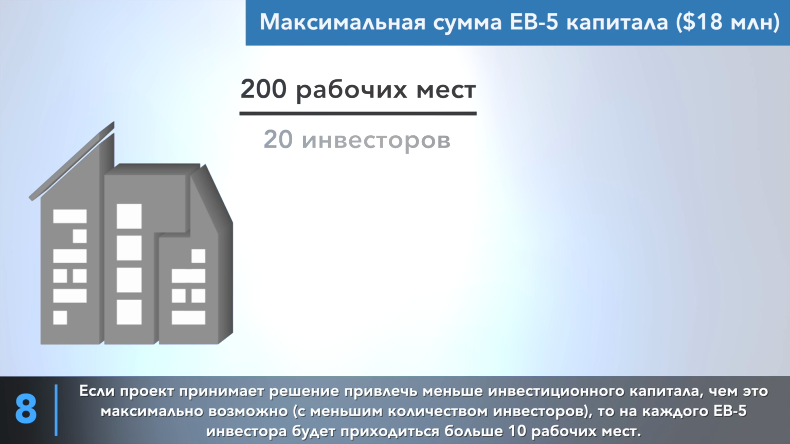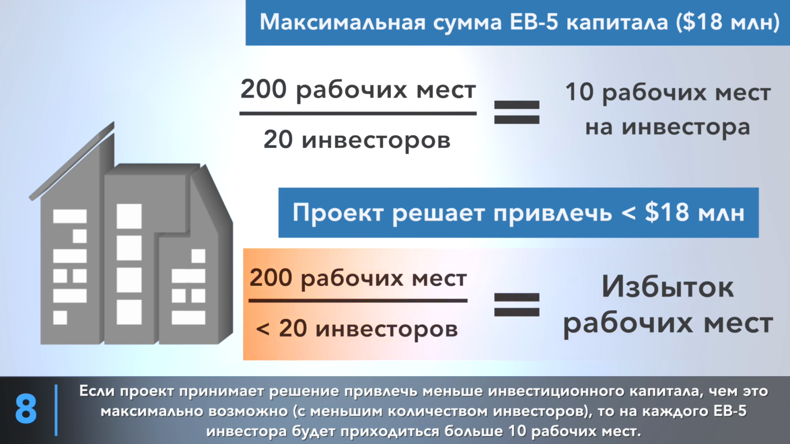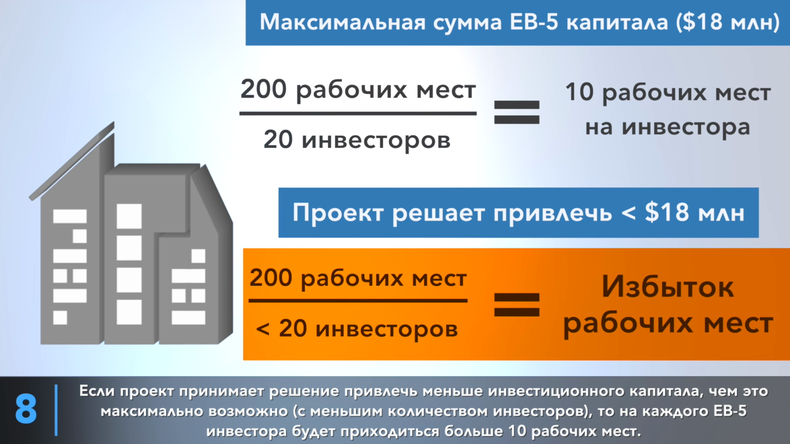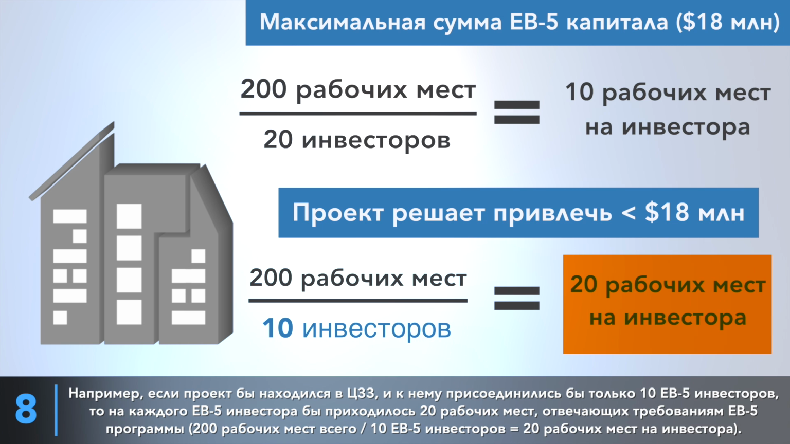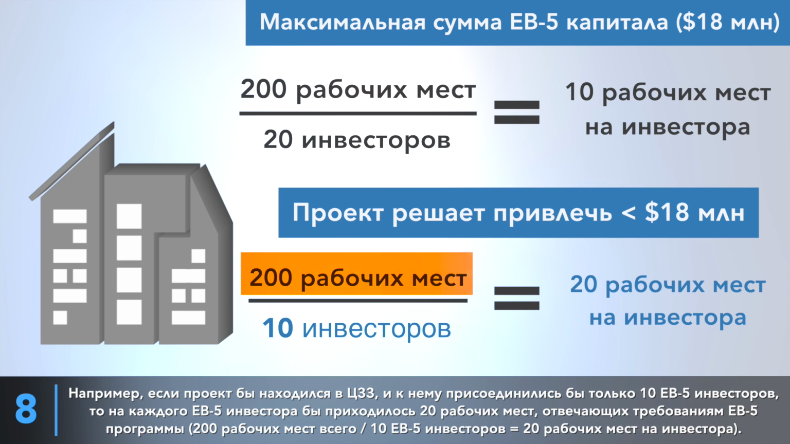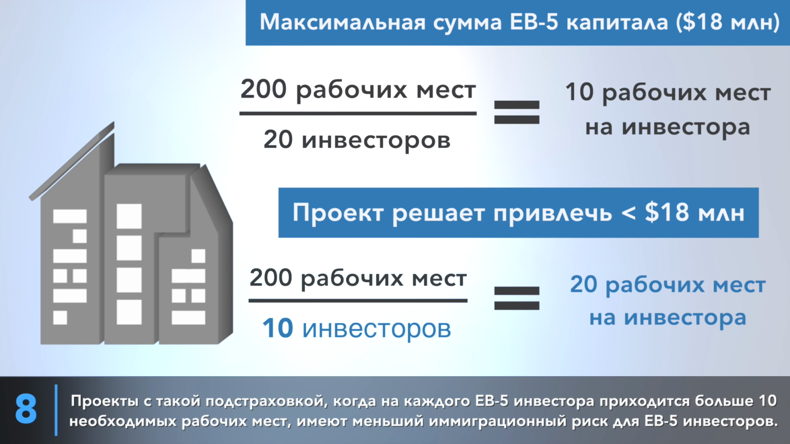If the project chooses to raise less than the maximum amount of EB-5 investment capital with fewer investors, then there would be a job surplus, and each EB-5 investor would be allocated more than the required 10 jobs per EB-5 investor. For example, if the project site was in a TEA and only 10 EB-5 investors joined the project, then each EB-5 investor would be assigned 20 EB-5 eligible jobs. 200 total project jobs divided by 10 EB-5 investors equals 20 jobs per investor. Projects with a job cushion, with more jobs assigned to each EB-5 investor than the minimum 10 required jobs, have lower immigration risk for EB-5 investors.